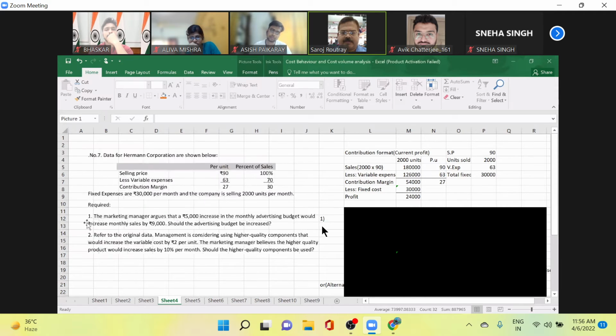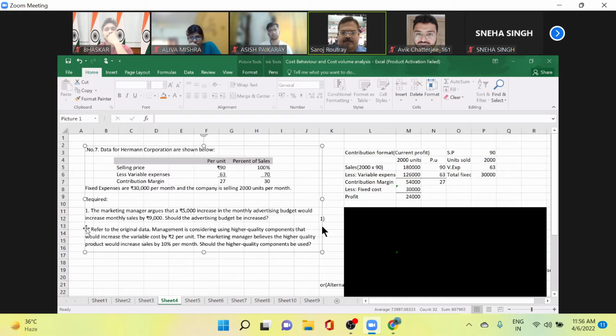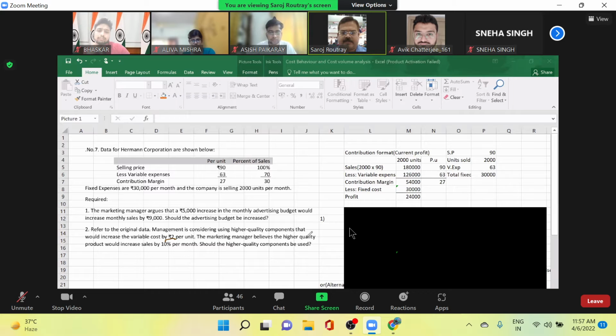Now I want all of you to answer this question number 2. As gradually you are becoming more acquainted with this kind of situations and decisions, I hope that this time I'll get a bit more correct answers. Refer to the original data. Management is considering using higher quality components that would increase the variable cost by ₹2. So if you use better quality of component, your variable cost will increase, right? And what will happen then? If you are using better quality of component, you can always claim to your customer, to your retailer. So there is a chance that your sales will increase. The marketing manager believes the higher quality product would increase sales by 10%.